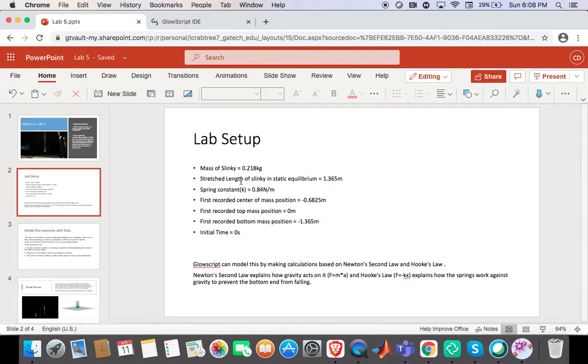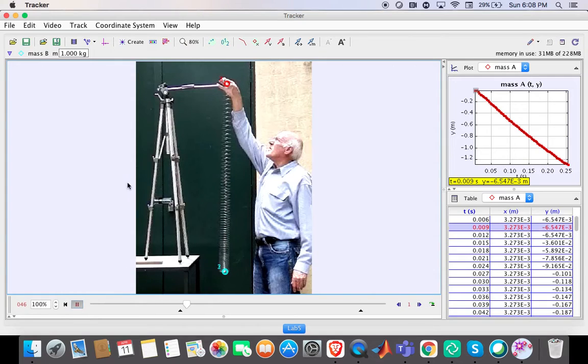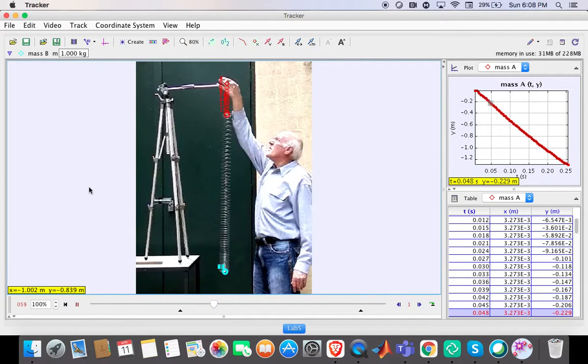First off, there's the setup of the lab with its initial conditions before being dropped. Values such as mass and stiffness are listed for their effect on the duration of the slinky's practical levitation after being let go. Here is the footage of the slinky being dropped. It is detecting the positions of both ends of the slinky. As you can see, the bottom practically levitates while the top falls down.